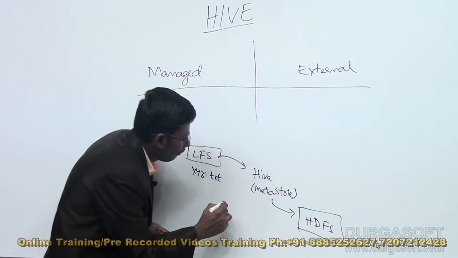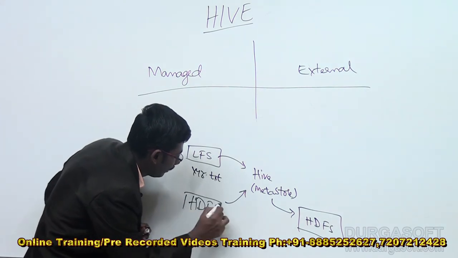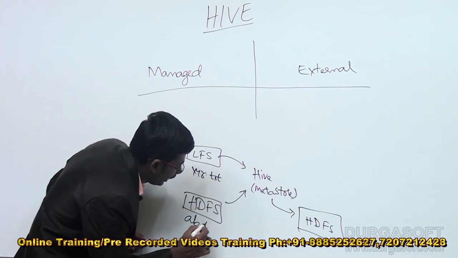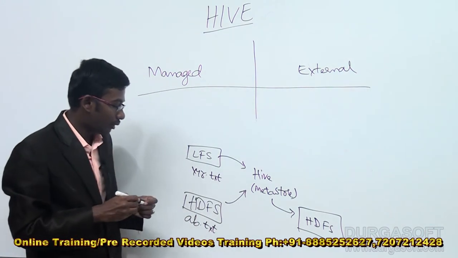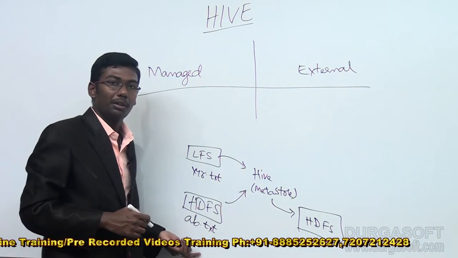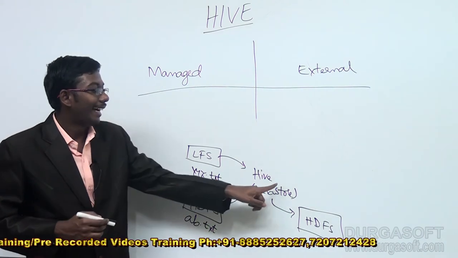Suppose I am giving the file information from HDFS only. Suppose in HDFS we already have some more information in ab.txt. This already has structured, textual information in HDFS, and I want to copy it into the Hive environment. Why?